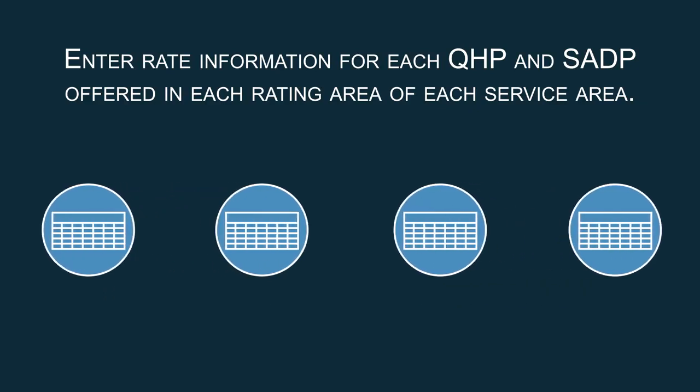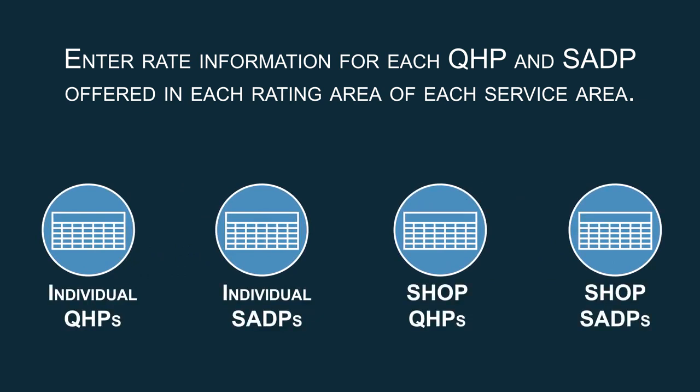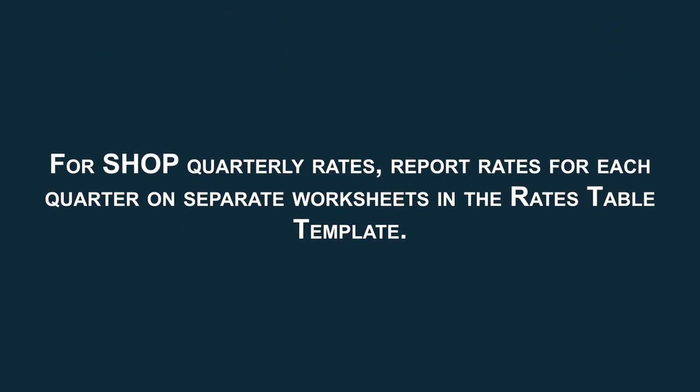Issuers should also create separate worksheets for individual market plans and small business health options, or SHOP plans. Issuers submitting SHOP quarterly rates must report rates for each quarter on separate worksheets in the rates table template. All plans within each worksheet must have the same rate effective and rate expiration dates. When filling out templates in the QHP application, start in the top left corner and fill out fields moving down and to the right until all required fields are completed.